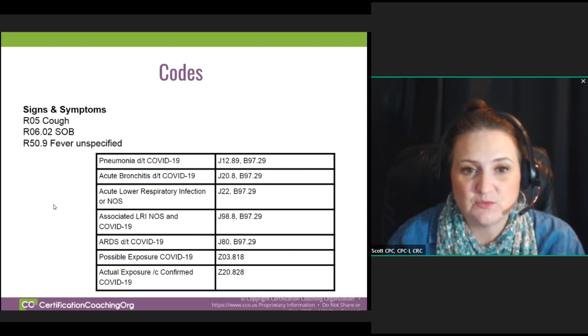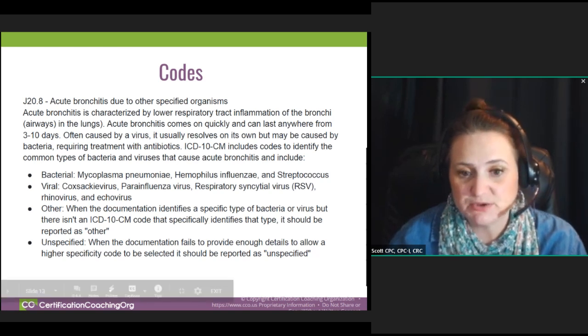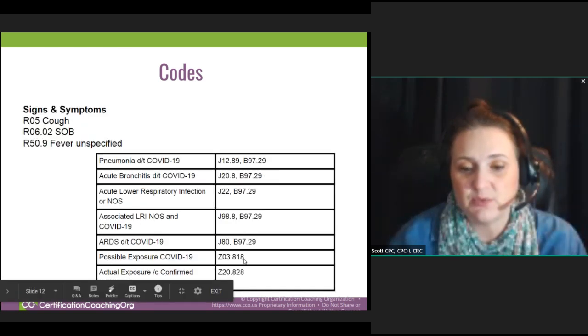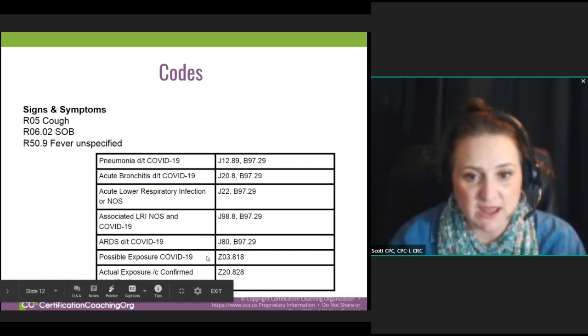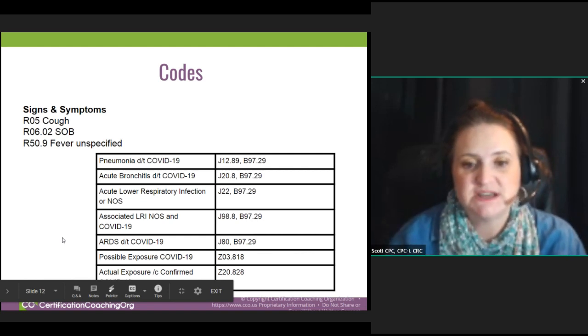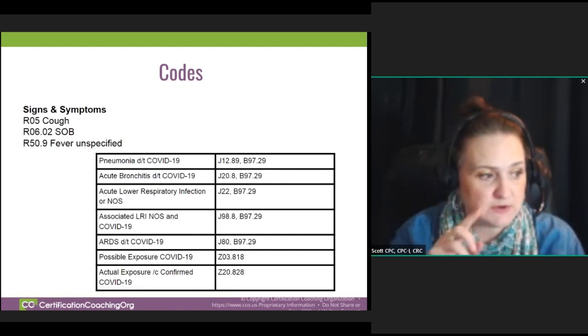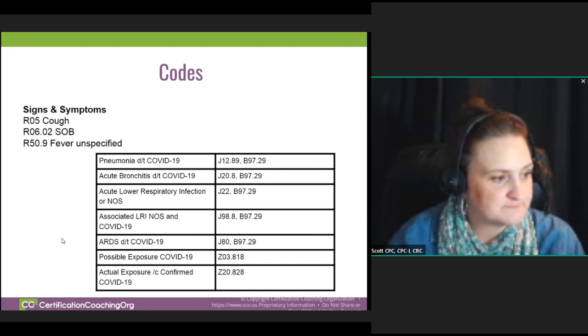So let's start with, let me go back real quick. We already coded for possible exposure, Z03.818, because Mrs. Tinkleweather had that. And then Mr. Tinkleweather was actually exposed, Z20.828. So we're not going to use those. Okay. We know those now.